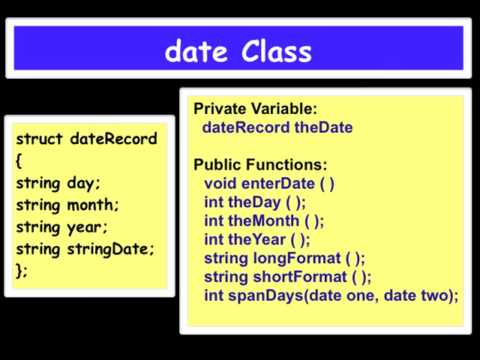So, we would still use our structure for date record, where we would enter a day, month, year, and create a string date. And we could also have a private variable then called date record, the date, and add functions for entering the date and then returning either the day, the month, the year, the long format of the date, or a short format of the date. We could even add functionality where we could have a span of days between two different dates.